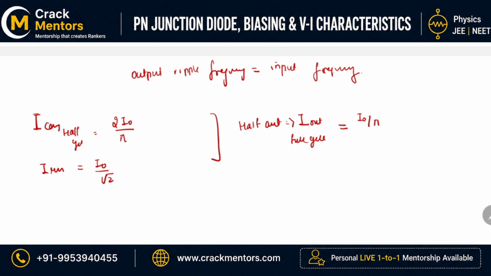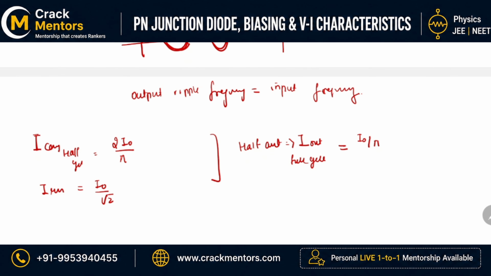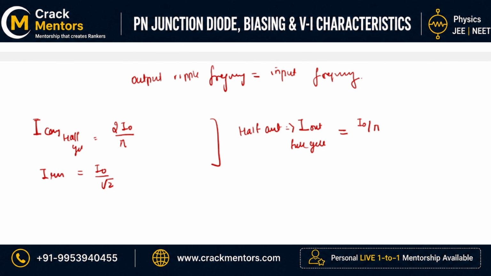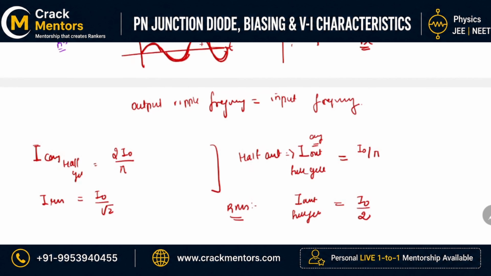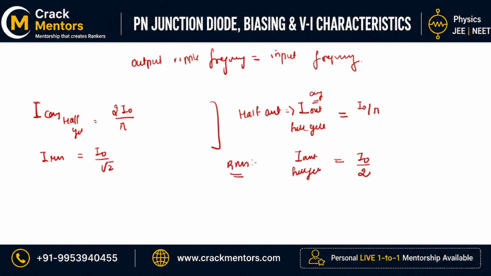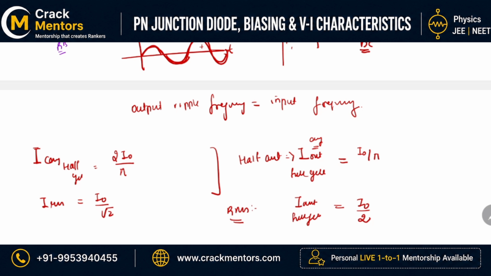Is that clear, guys? And what about the RMS current? You can find the RMS value of the output current for the full cycle. Remember, this was the average value. For the RMS current, this is equal to I naught upon 2. Why is it I naught upon 2? Because the virtual current is getting half of its value, because half cycle is not completed. Half cycle is a constant.